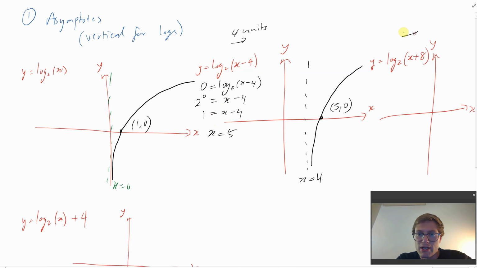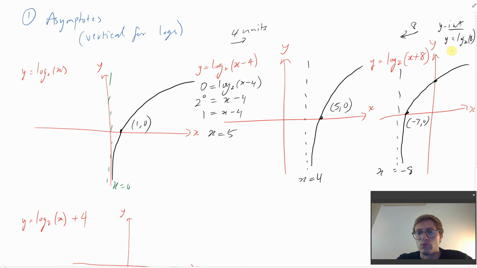The third one, you see that it's actually translated to the left, so it's gone backwards 8 units. So here the asymptote must be here at x equals minus 8. It's got the same logarithmic shape though, and you can now find that this point must be at minus 7. And now there's also a y-intercept. So if you try to find the y-intercept, you can. That occurs at log base 2 of 8. This is kind of asking what power of 2 gives 8, and that is, of course, 3. So (0, 3).